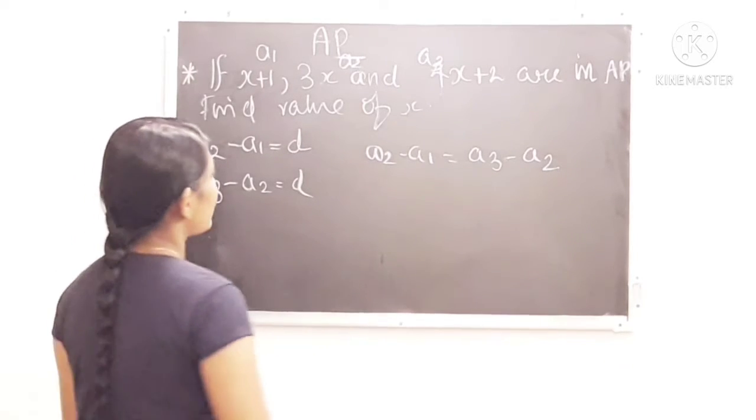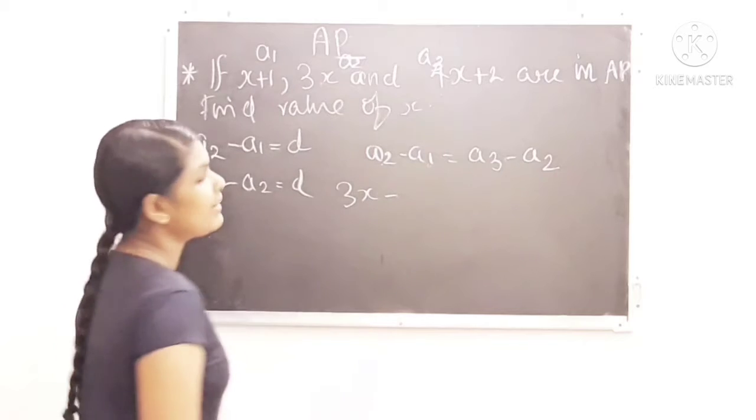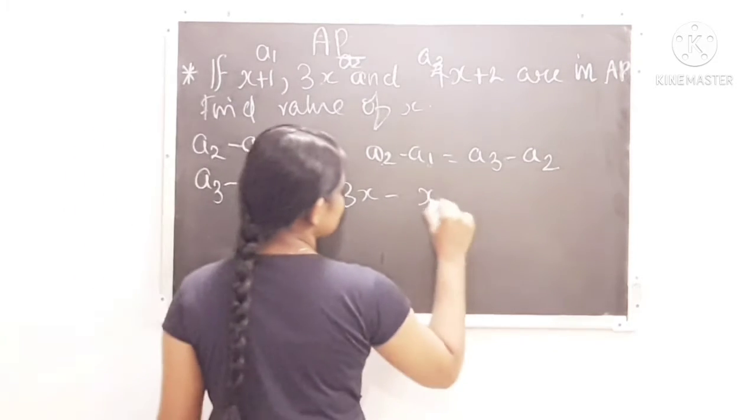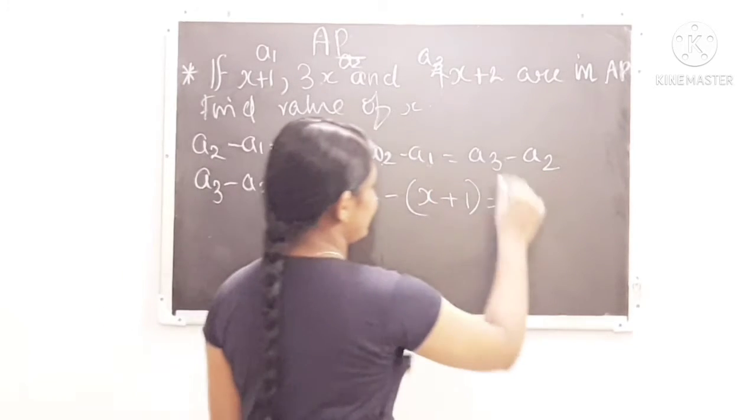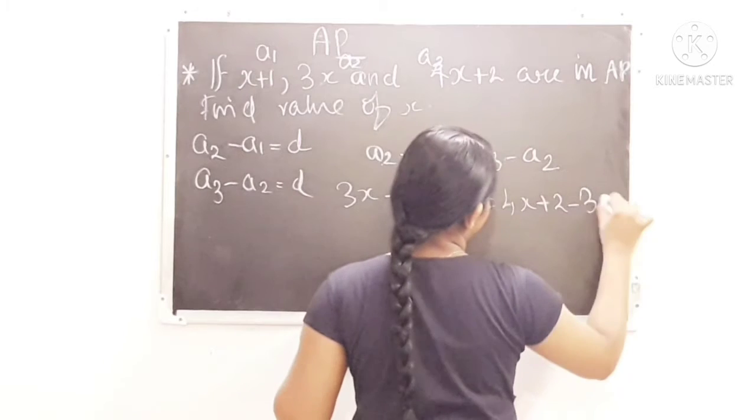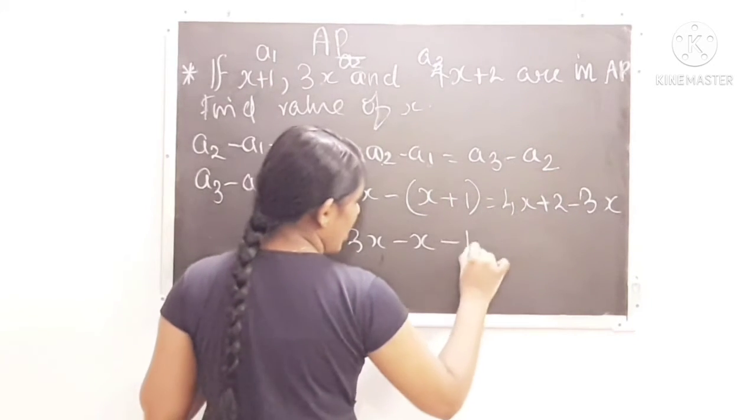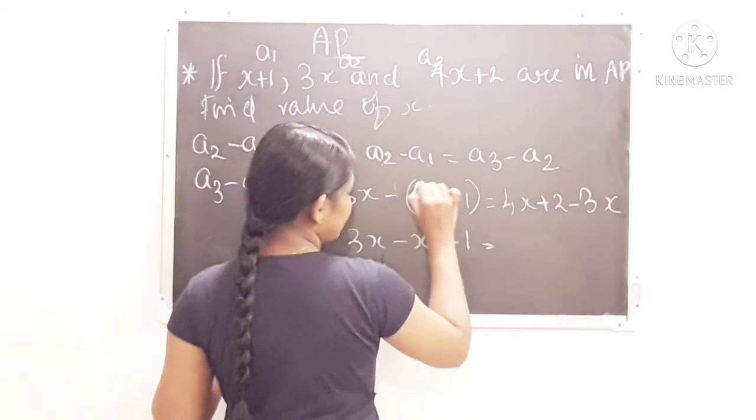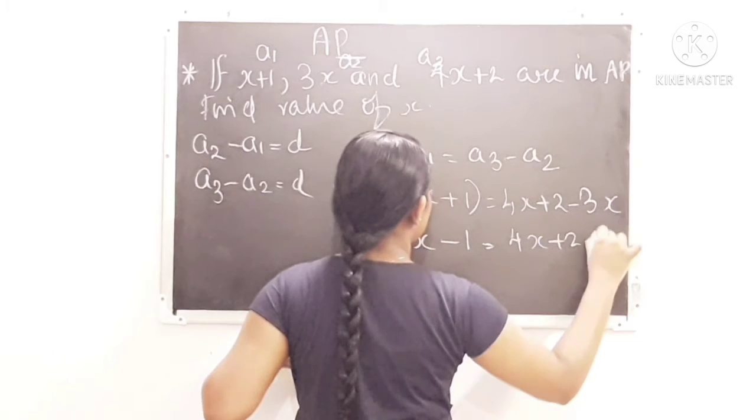So here a2 is given as 3x. So 3x minus a1, and a1 is x plus 1, so 3x minus (x plus 1). That is equal to a3 minus a2. a3 is given here as 4x plus 2, so (4x plus 2) minus 3x. Now we can open the bracket. So 3x minus x minus 1, because we have to multiply the minus to each of the terms, is equal to 4x plus 2 minus 3x.